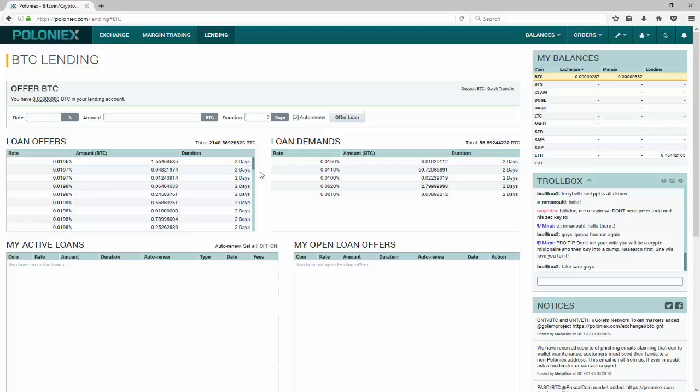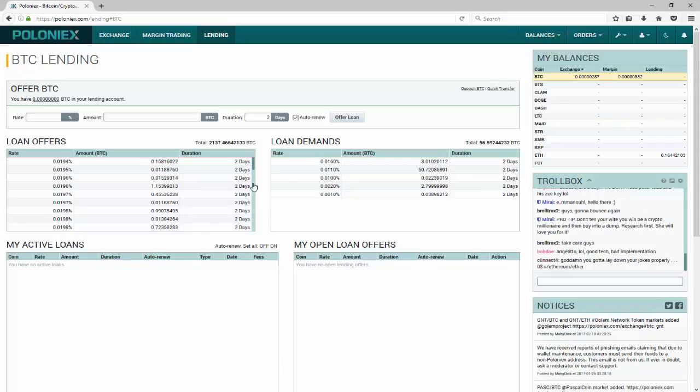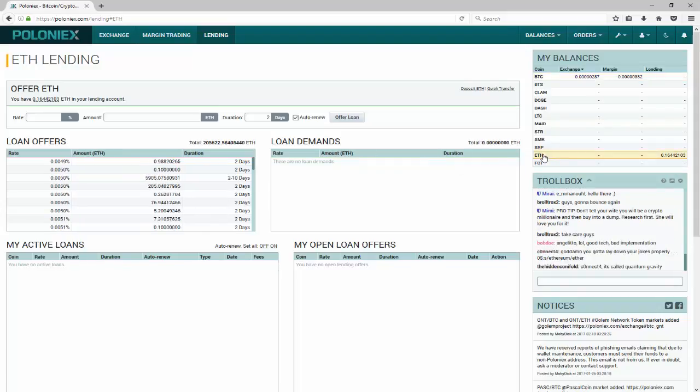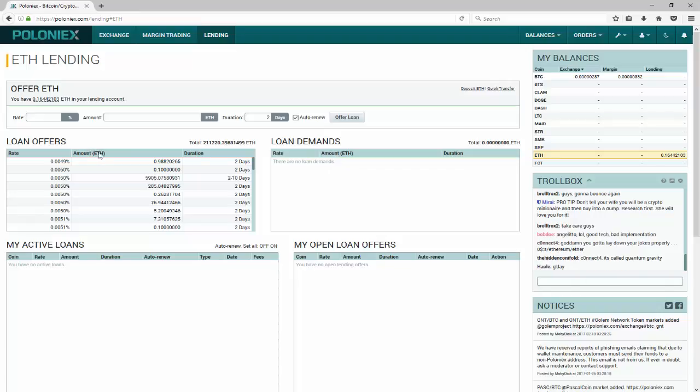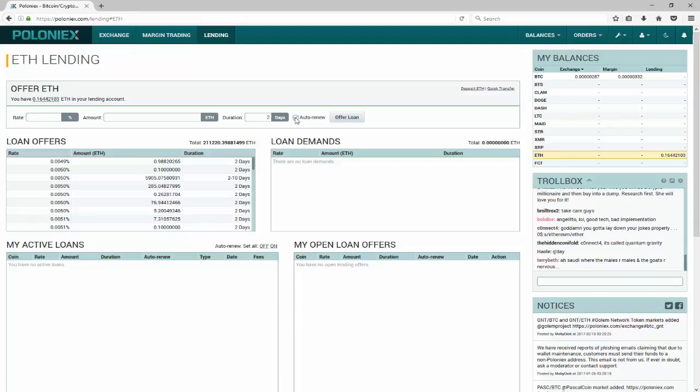If you're okay with the counterparty risk, you could just do lending, which is less risky, and earn some passive income on your Bitcoins. And if I wanted to lend Ethereum, there aren't any loan demands on the table, so I would have to just make an offer and then set it up for the amount of days. If I do auto renew, it'll just keep on renewing every 2 days. And I could put any amount of days that I want.